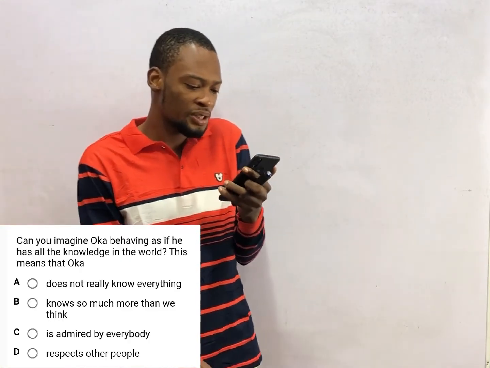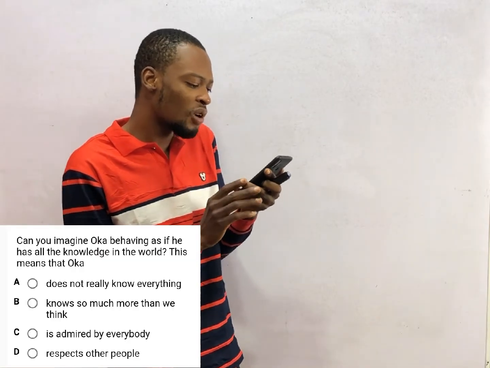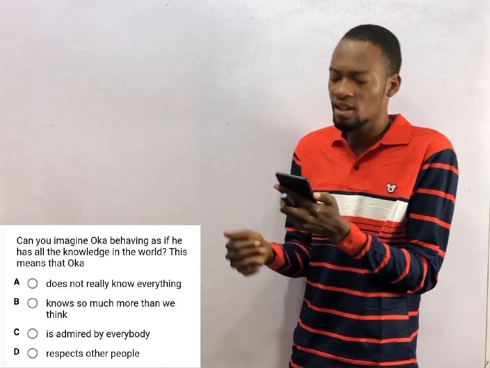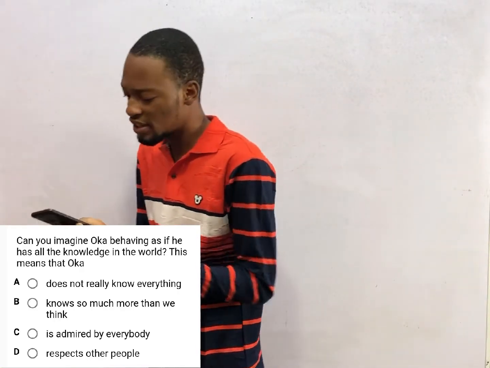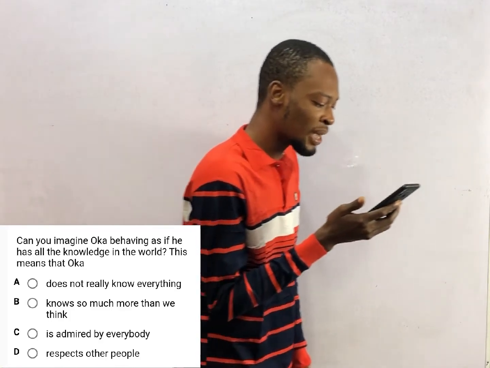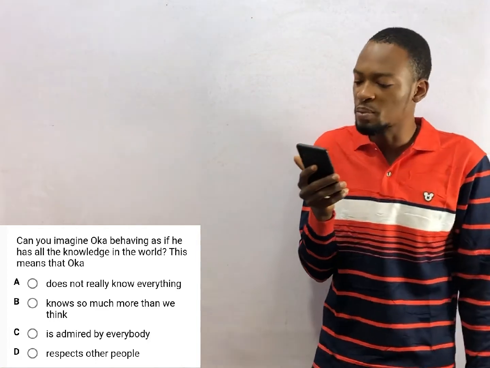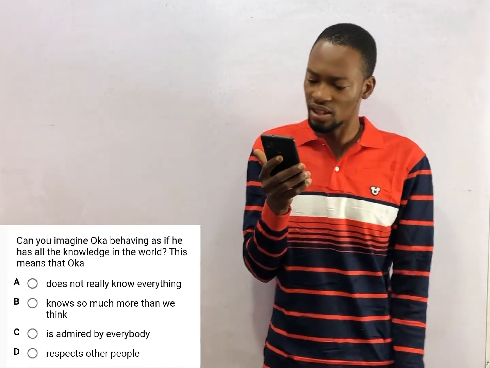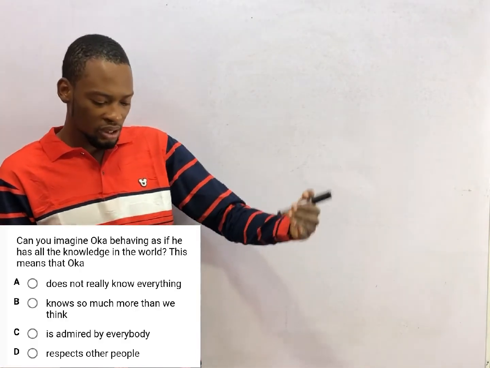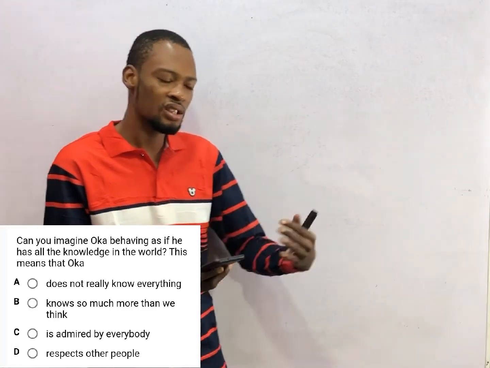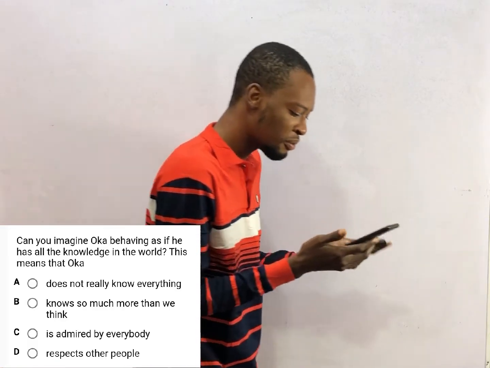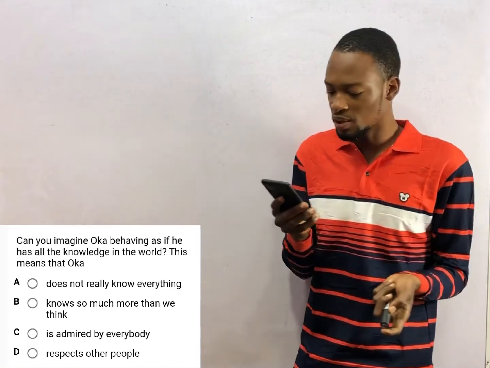Therefore, the best interpretation is, this means that Oka knows so much more than we think, as if he has all the knowledge. Option A does not really know everything. B knows so much more than we think. C is admired by everyone. D respects other people. To have all the knowledge in the world simply means to know so much more than we think. It doesn't mean does not really know anything. In fact, this is in contrast to what we are interpreting. It doesn't mean he is admired by everybody, and it doesn't mean he respects other people.